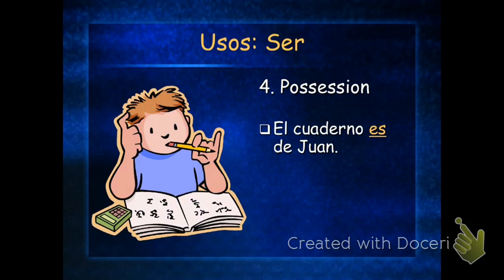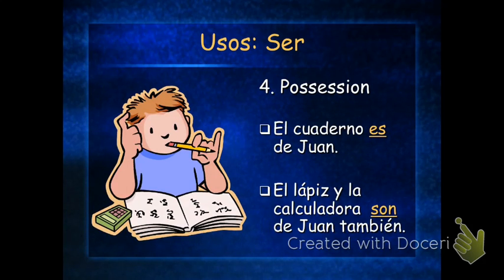So it is his. Also remember that the "de" again tells us that it's possession. It's an important word there. Otherwise, you'd be saying the cuaderno equals Juan, which is a little bit different. And if it were plural, el lápiz y la calculadora son de Juan.